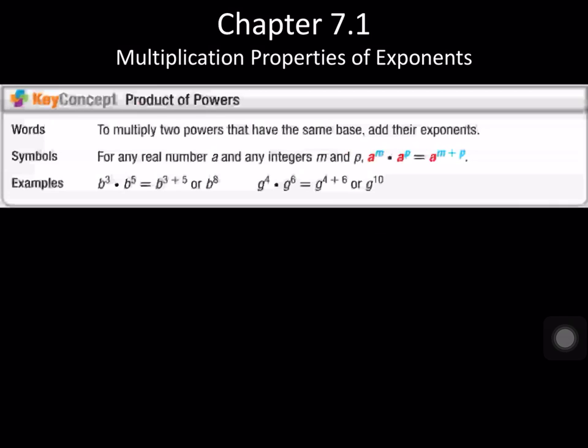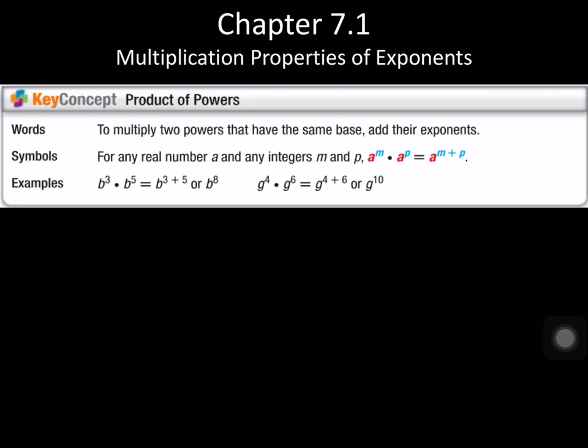So here's our first rule. It's called the product of powers rule. What's happening here is we have a base, b, that's being multiplied by itself, and it has two different exponents. So b cubed times b to the fifth. The property says that those exponents are going to get added. So we're multiplying b's: 3 plus 5 is 8. Multiplying g's: 4 plus 6 is 10.